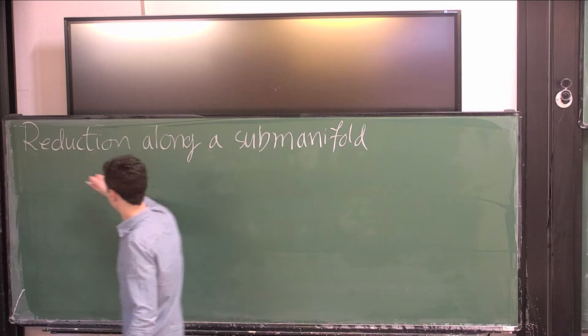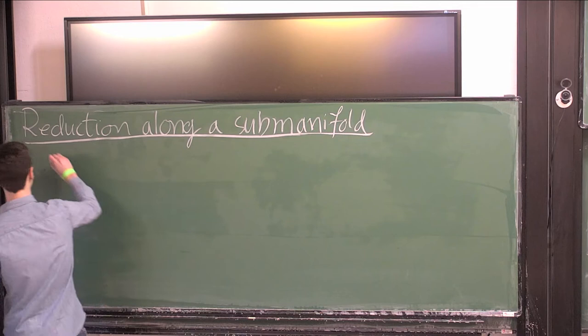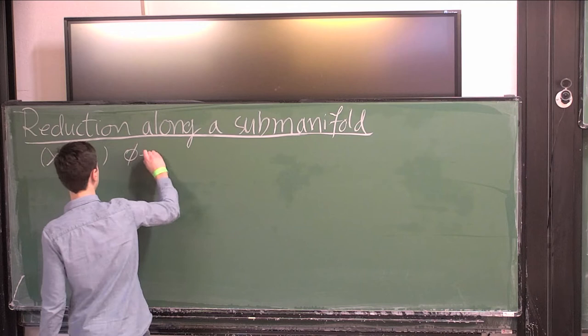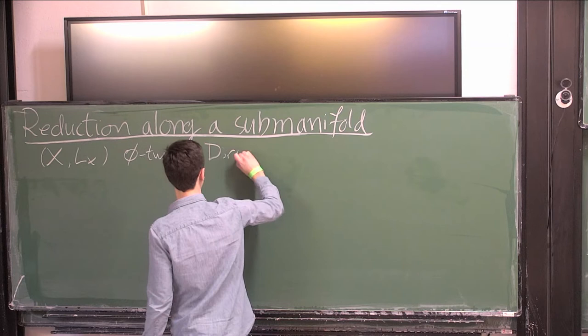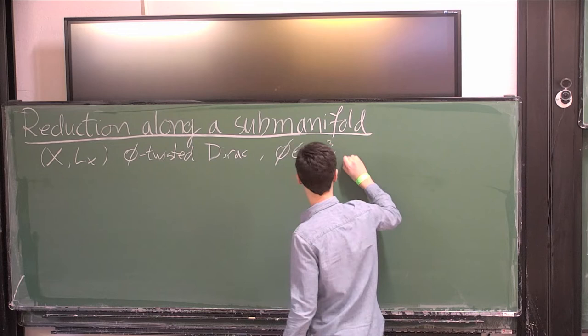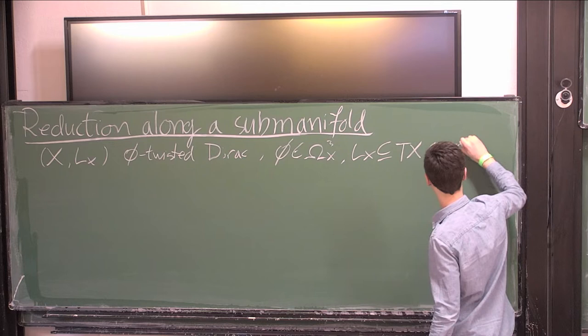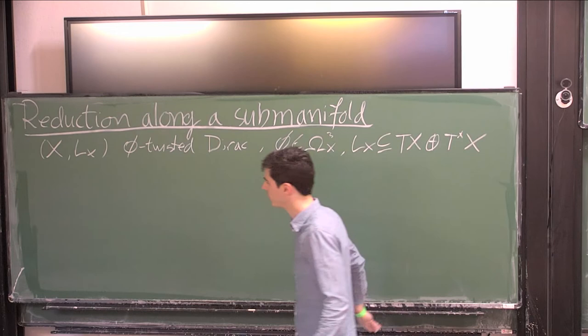Okay, so the starting point for reduction along a submanifold is to take a base Dirac manifold, let's call it X, a phi-twisted Dirac structure, where phi is a closed three-form, and L in TX plus T*X. So this could be the dual of a Lie algebra or a Lie group with a Cartan-Dirac structure. This is the base of the construction.